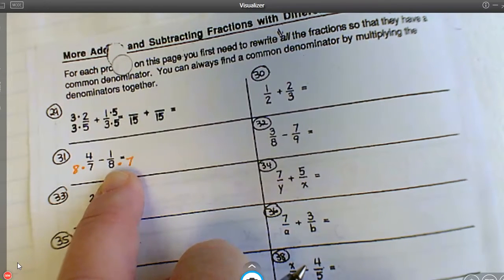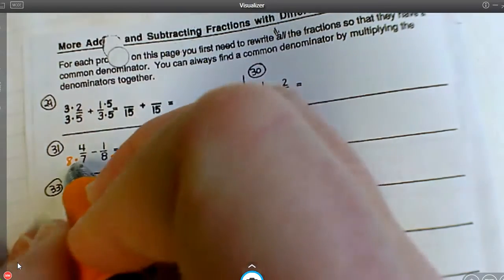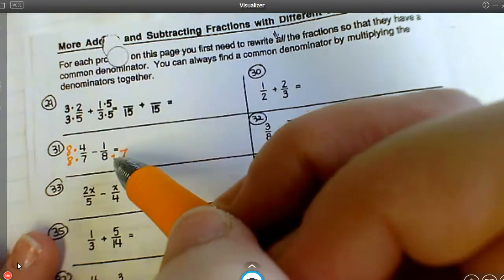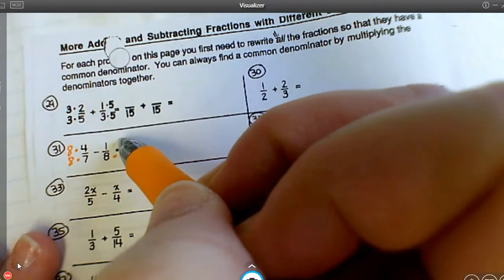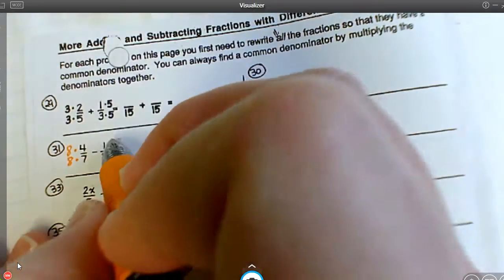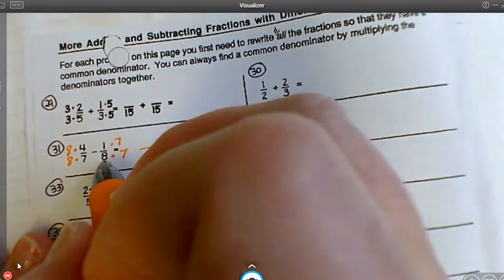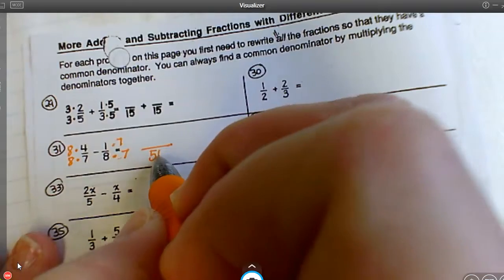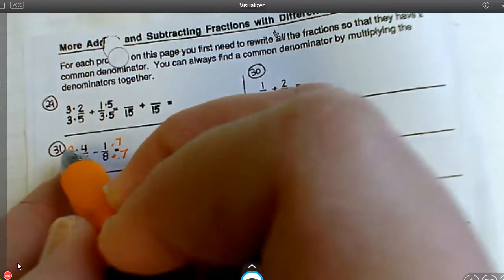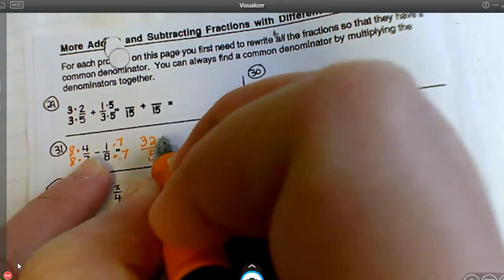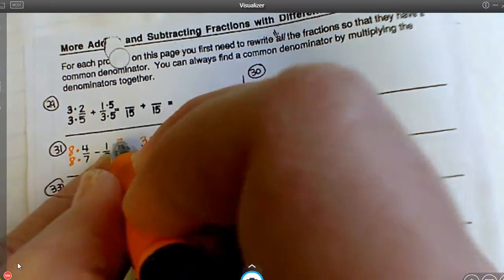But if I do that on the bottom, I have to also do it on the top because I don't want to change the problem. So if I multiply that by 8, I also have to multiply that by 8. If I multiply this one by 7, I have to multiply this one by 7. I know the bottom is going to be 8 times 7 because that's what they both are, and that's 56. So on the top, I'm going to have 8 times 4, which is 32, minus, and then 1 times 7.